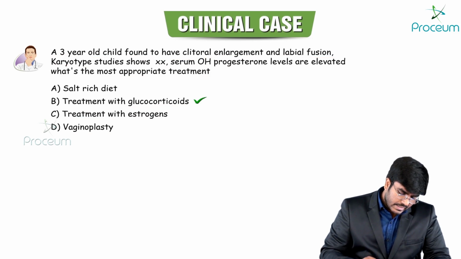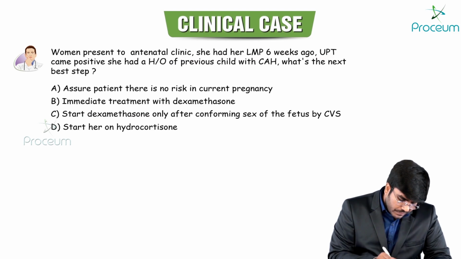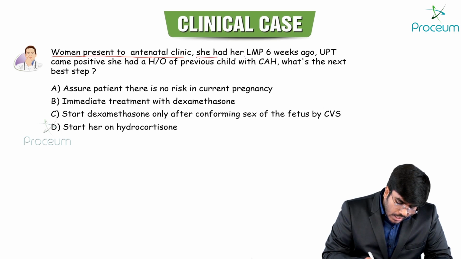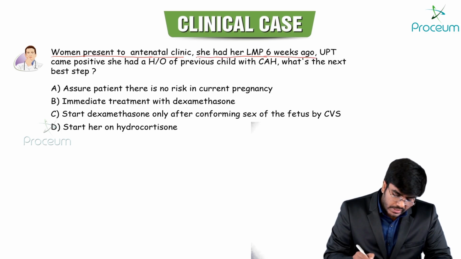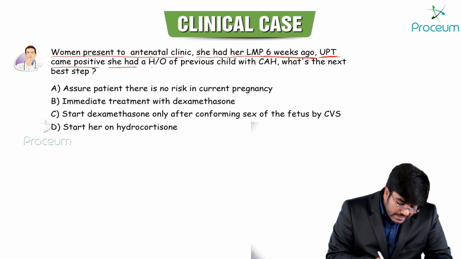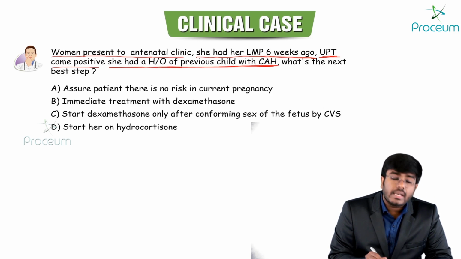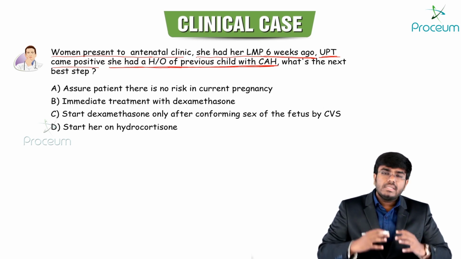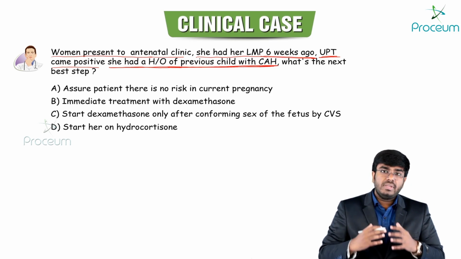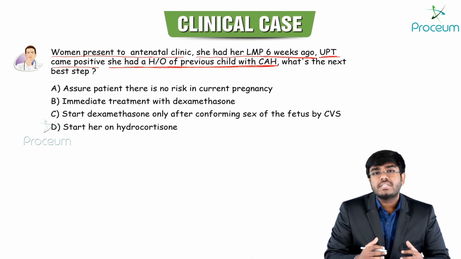After this, let's continue with the other question. A woman presents to the antenatal clinic, she had her last menstrual period 6 weeks ago. Urine pregnancy test came positive. She had, this is important, a history of a previous child with congenital adrenal hyperplasia. Now this mother is worried because she previously had a female baby with congenital adrenal hyperplasia.